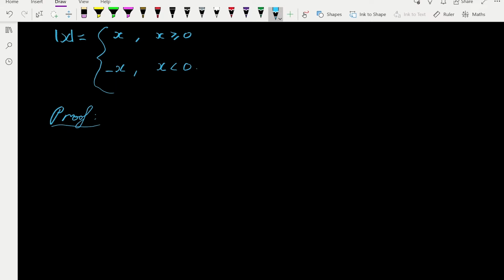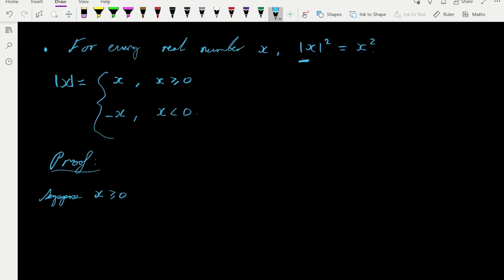Okay, so this one's going to break down into cases. So first we'll suppose that x is greater than or equal to 0, because we need to account for the cases in which x is positive, negative, or 0, because it's a real number. So we'll work from the left-hand side and just end up with the right-hand side in this proof. So supposing that x is greater than or equal to 0, well, what would our definition of absolute value tell us then? It would tell us that it's just going to equal x.